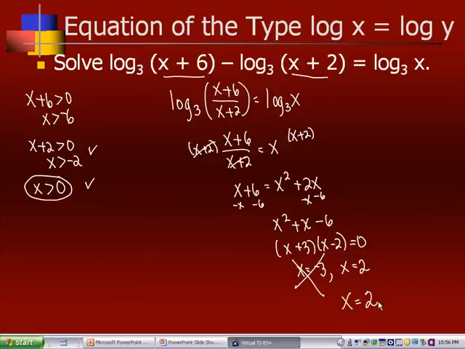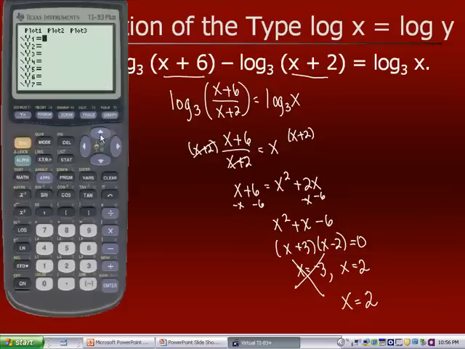Now, if we wanted to check this one in our calculator, we're going to go up and we're going to do the log of x plus 6 in parentheses divided by the log of 3 minus the log of x plus 2 divided by the log of 3.